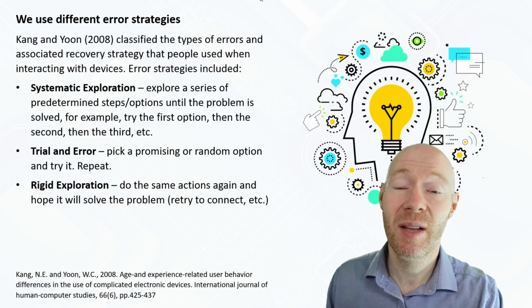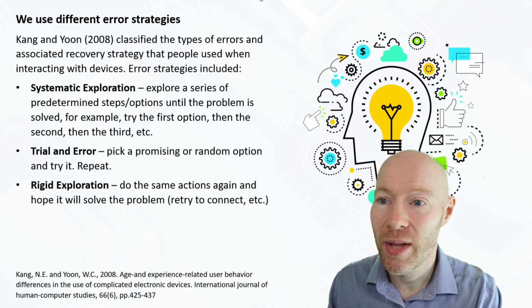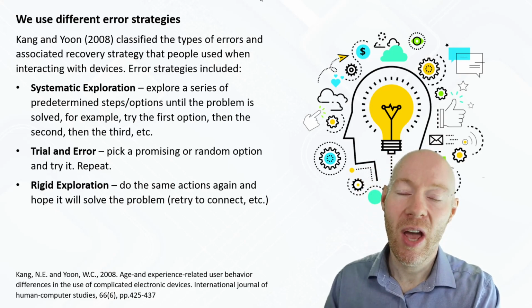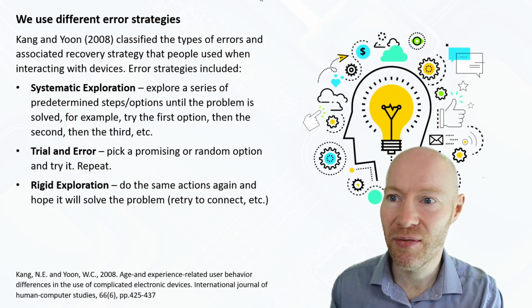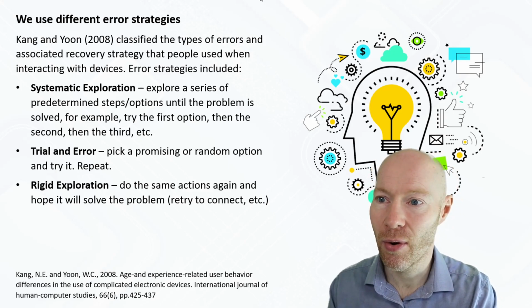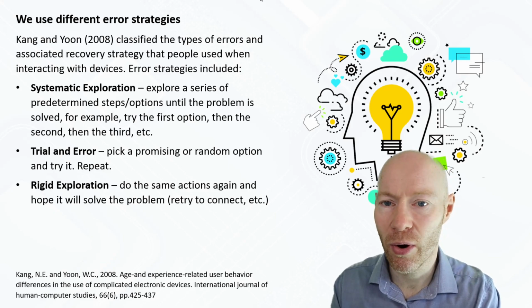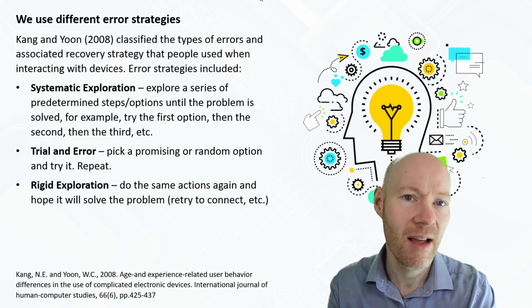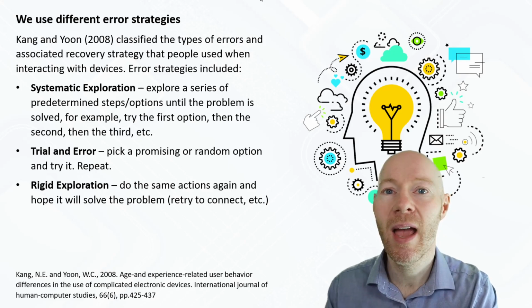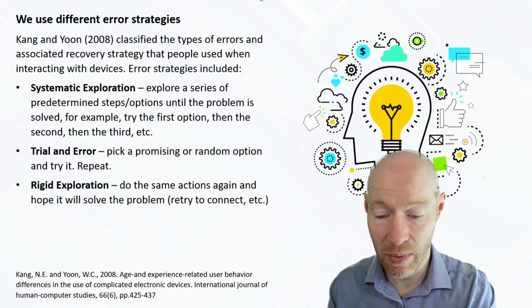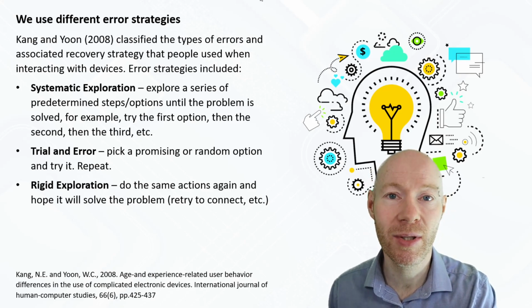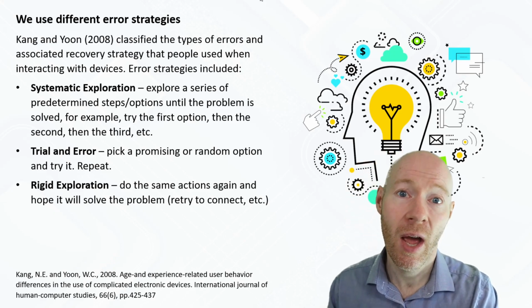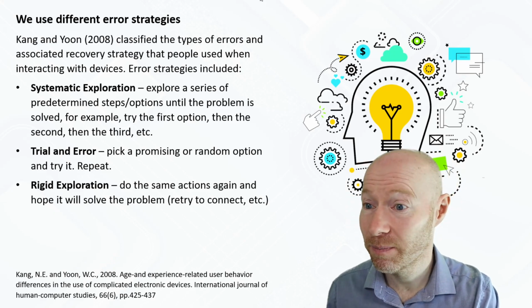The first one is systematic exploration. In that sense, we come up with a plan. Something has failed, so I'm going to try this first of all. Try the first option. That doesn't work, I'll go into the second option, I'll try that, then I'll try this other third one. So we come up with a series of steps and we work systematically through those steps until our problem is solved or we run out of steps.